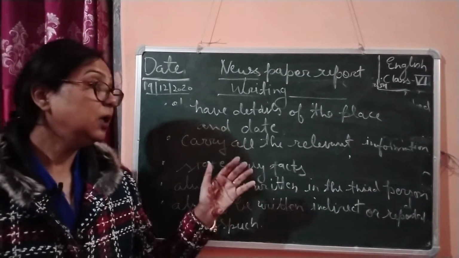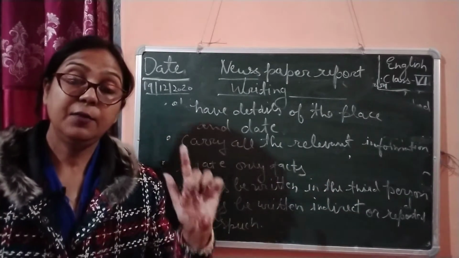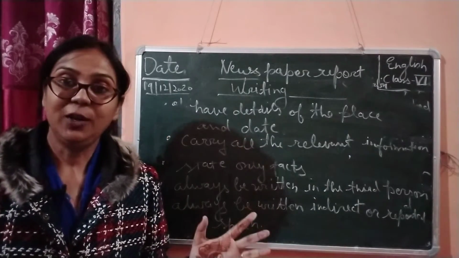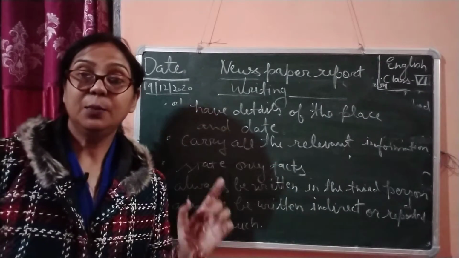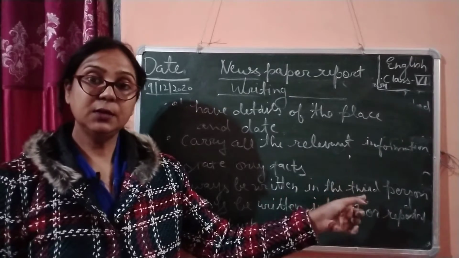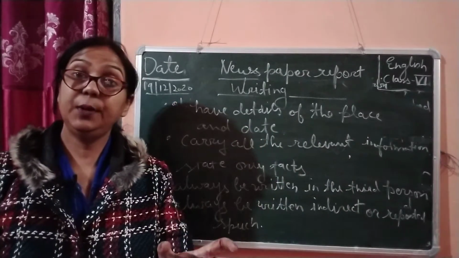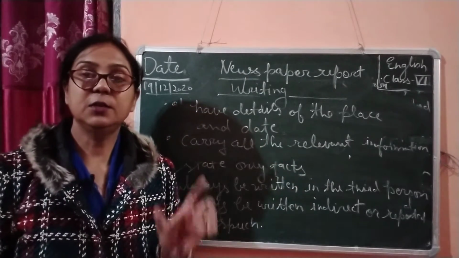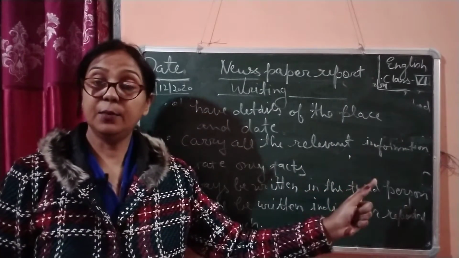So you have to be detailed according to the relevant information, not any story. You just be on the point. Whatever was done by the robbers, you should be very particular. Whatever you are writing, it should be fact, not a created story. So always remember, carry all the relevant information.